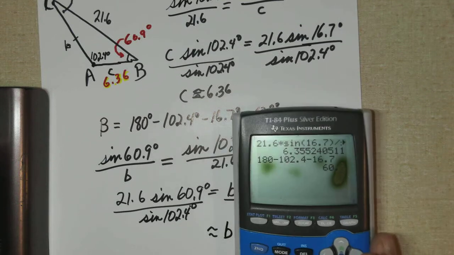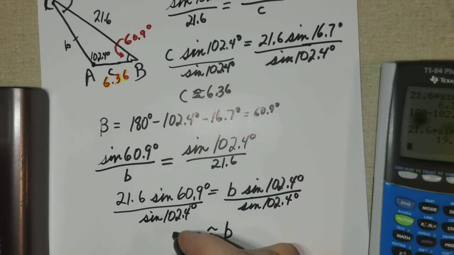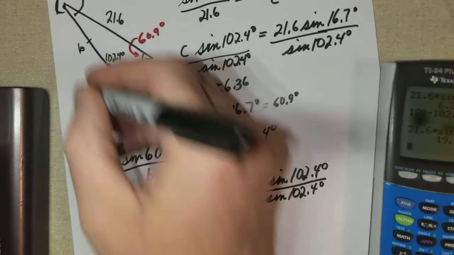Pretty sure we're going to have to round there. So 21.6 times the sine of 60.9, close those parentheses, and then divide by the sine of 102.4, getting 19.32. B is approximately 19.32.